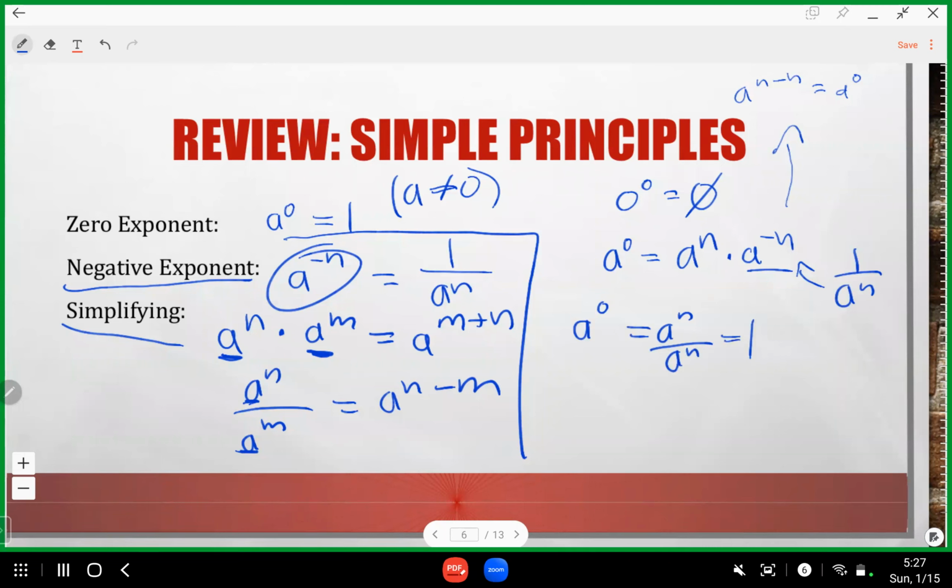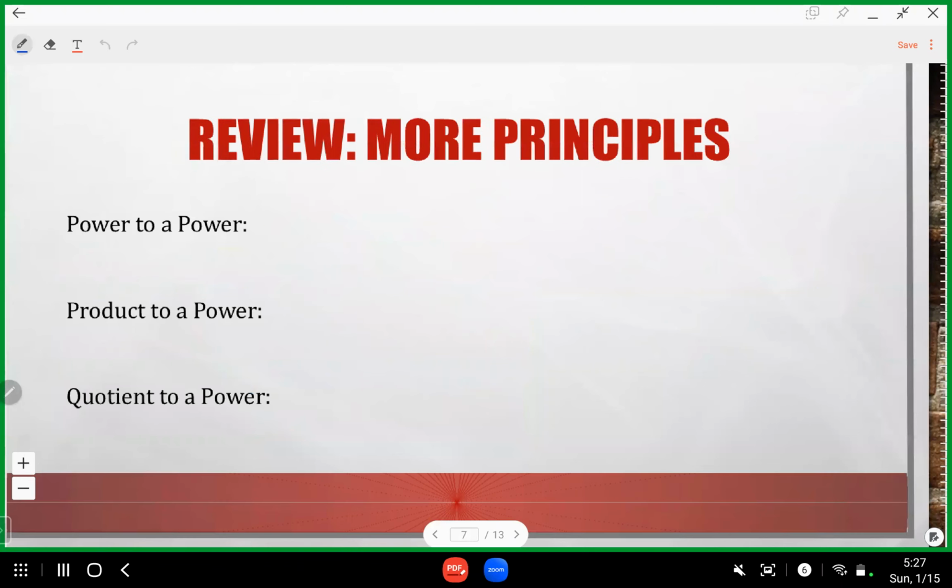So that is how you prove that a to the 0 is equal to 1, using both this simplifying rule and the negative exponent rule, which is quite nice, okay? So that's how you do it. So now let's review a couple more principles.